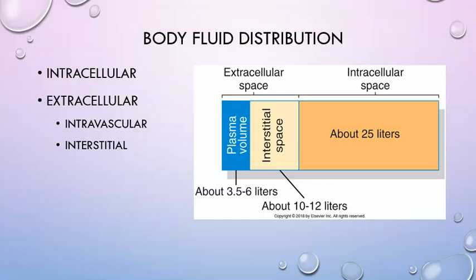So your body fluid distribution: you have intracellular, then you have extracellular. With the extracellular, you have intravascular and interstitial. Intravascular refers to the inside of the vessels. This is your blood plasma. Then the interstitial is surrounding cells or between the tissue. This is where your extra fluids will accumulate for edema.